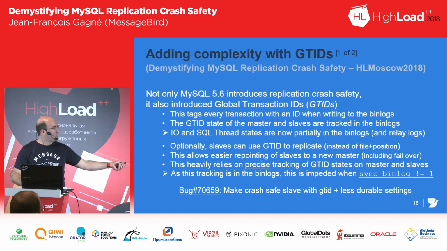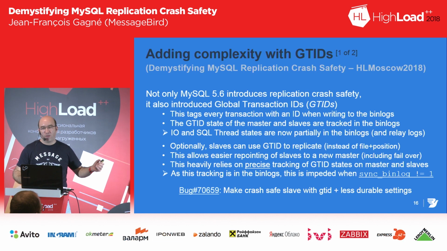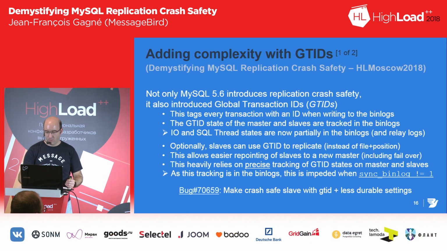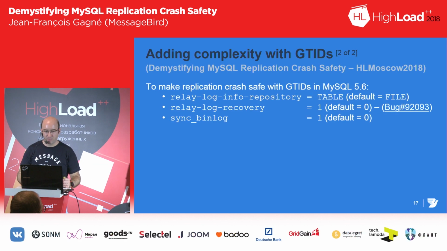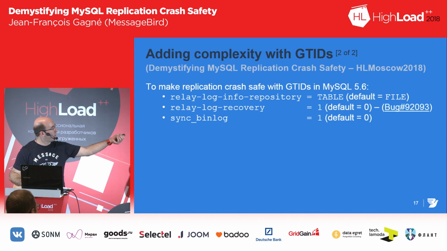So that means that if a slave is running with sync_binlog equal to 0, which is an optimization that some people might want to do to get a better replication throughput, replication is not crash safe with GTID. So this is the big problem with GTID: you need to set sync_binlog equal to 1 to have replication crash safety. This is basically what I wrote here.